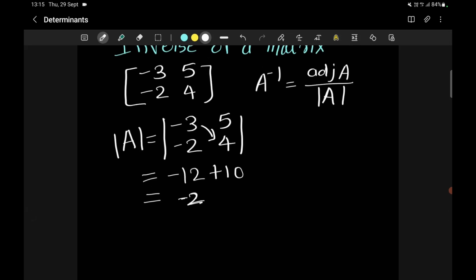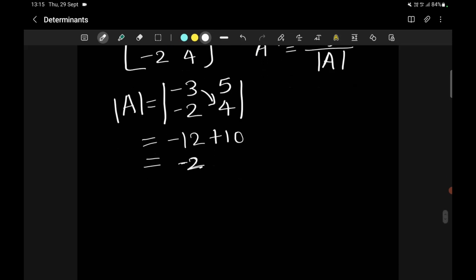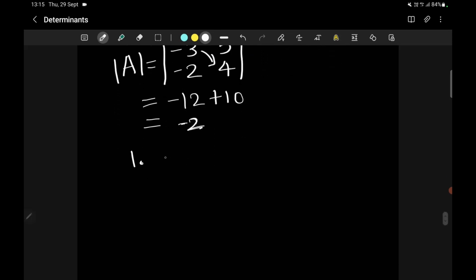As I told you in the last video, to find the adjoint of A, first you have to find the cofactor of that matrix. Then you have to find the transpose of that matrix.